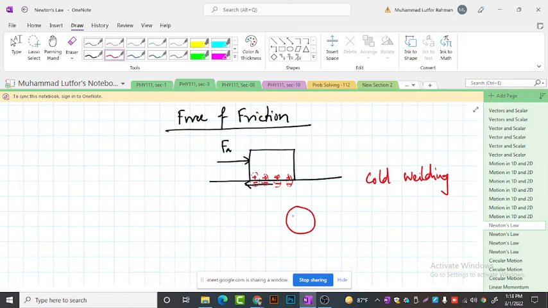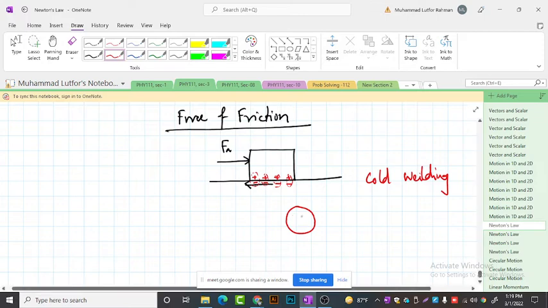So that's why when you walk on the surface of sand, you become tired, you cannot walk properly, you have to apply more energy, and that's why you become tired. So without friction it is not possible to move, right? It will be harder for us to move without friction. So that's why friction is basically necessary.